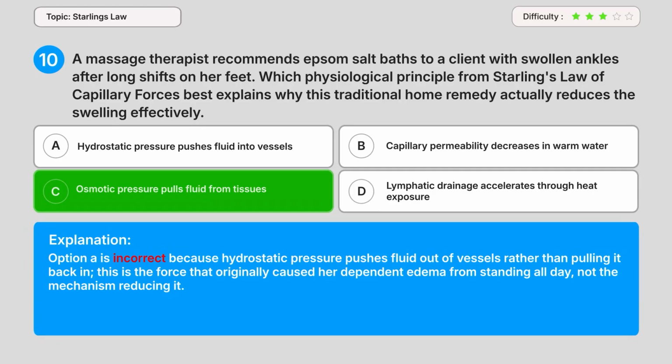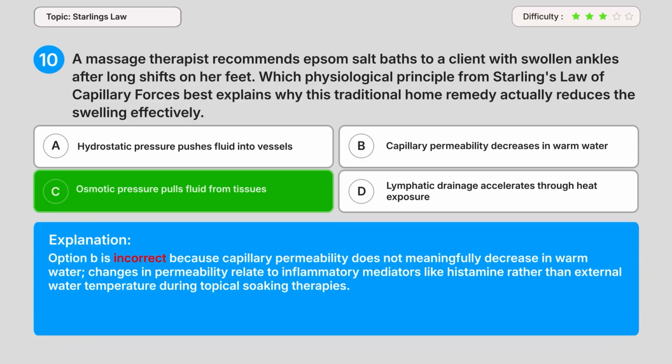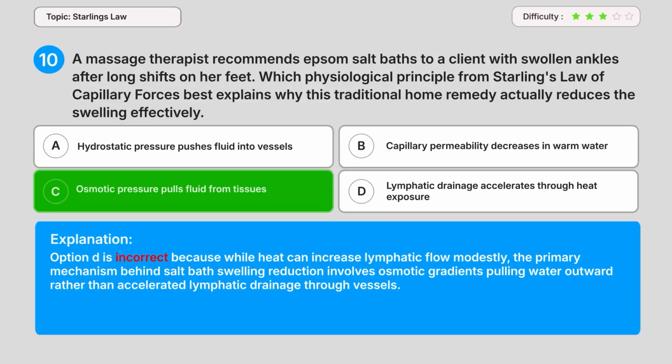This is the force that originally caused her dependent edema from standing all day, not the mechanism reducing it. Option B is incorrect, because capillary permeability does not meaningfully decrease in warm water. Changes in permeability relate to inflammatory mediators like histamine, rather than external water temperature during topical soaking therapies. Option D is incorrect, because while heat can increase lymphatic flow modestly, the primary mechanism behind salt bath swelling reduction involves osmotic gradients pulling water outward, rather than accelerated lymphatic drainage through vessels.